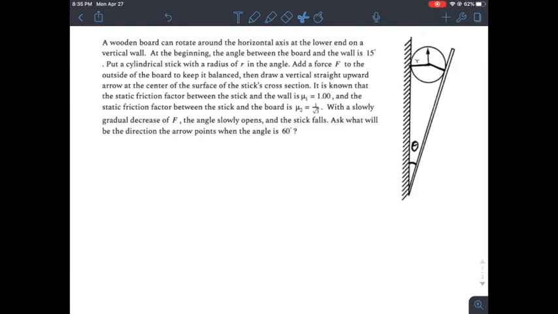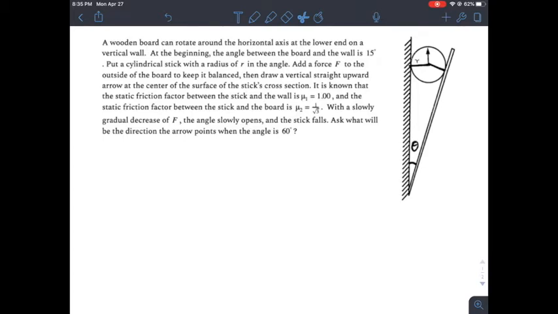A wooden block can rotate around the horizontal axis at the lower end on a vertical wall. At the beginning, the angle between the board and the wall is 15 degrees. Put a cylindrical stick with radius r in the angle, and add a force F to the outside of the board to keep it balanced. Then draw a vertical straight upward arrow at the center of the surface of the stick, a cross section.